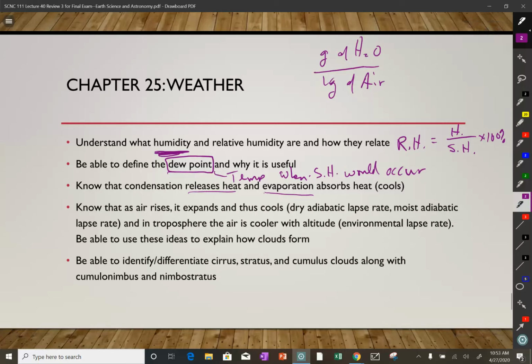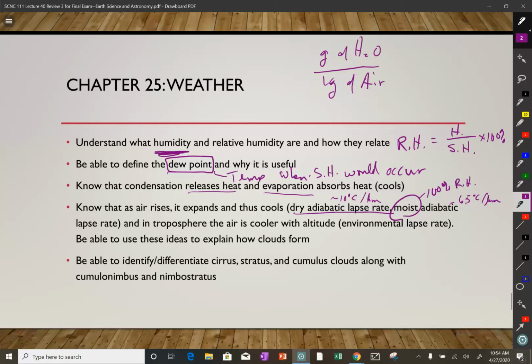Now, hot air rises because it expands. You heat it, it expands, becomes less dense, and it rises. But as it rises, it expands and it cools. And so you have the dry adiabatic lapse rate that's around 10 degrees Celsius per kilometer rise. Now, moist adiabatic lapse rate, if it's moist air, that is, if you are at 100% relative humidity, then you're going to be having condensation, which releases heat. So that's only about 6.5 degrees Celsius per kilometer, if I remember correctly.